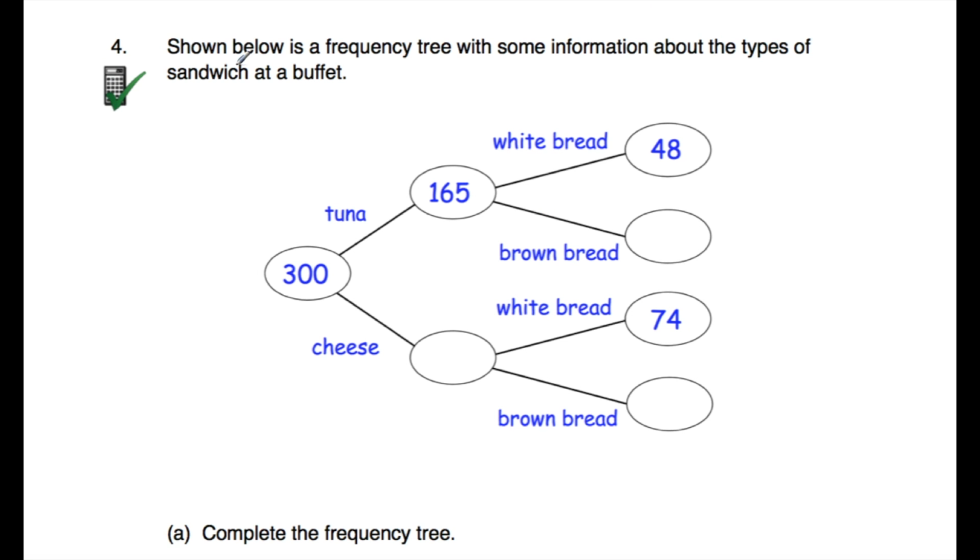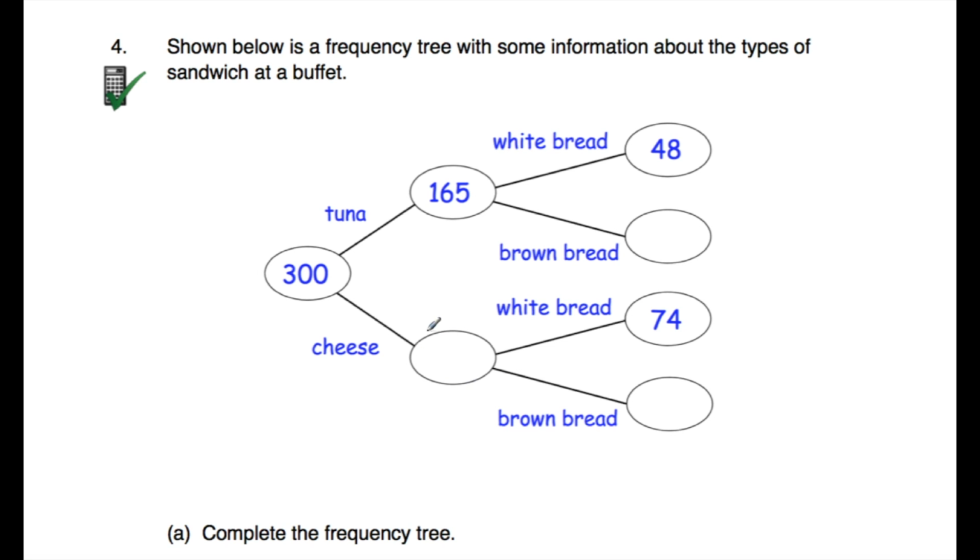Right, so question number 4 says, shown below is a frequency tree that shows some information about the types of sandwich at a buffet. We've got 300 sandwiches altogether. 165 are tuna sandwiches and the rest are cheese sandwiches, and some of them are on white bread and some of them are on brown bread. So you've got tuna on white bread, tuna on brown bread, cheese on white bread and cheese on brown bread. We're asked to complete the frequency tree.